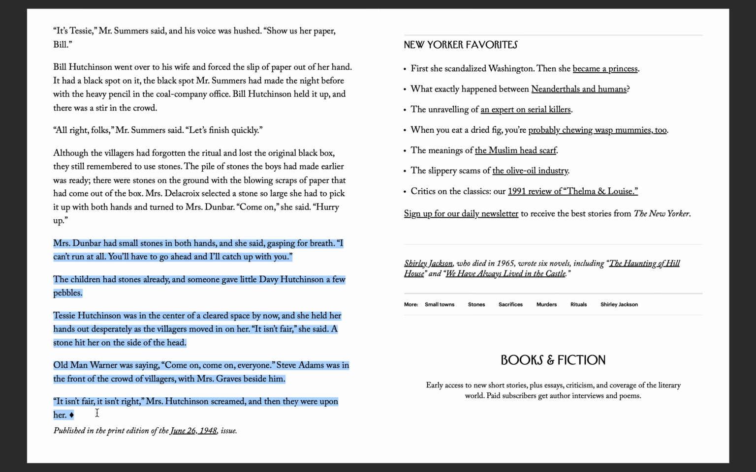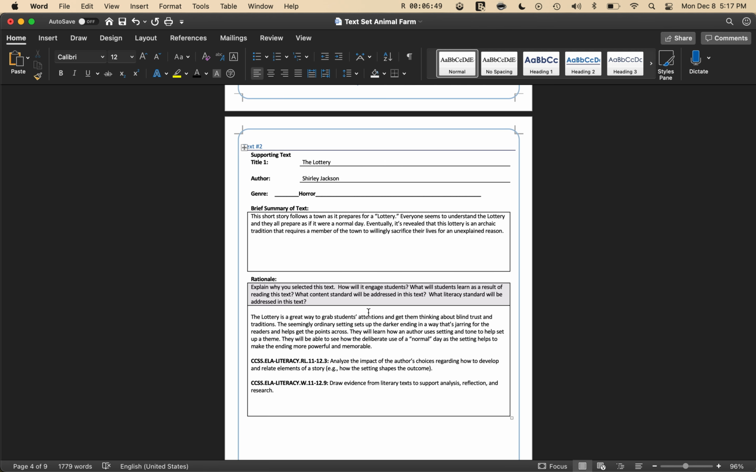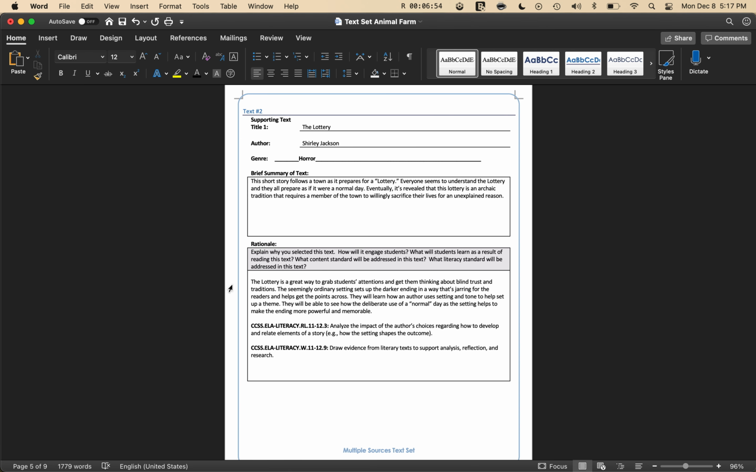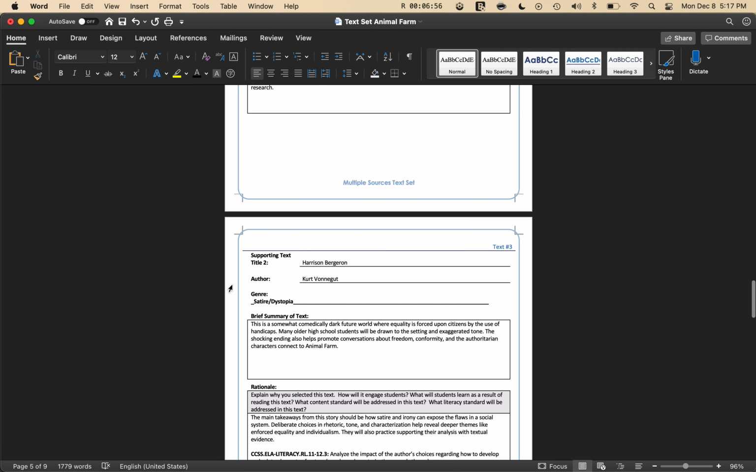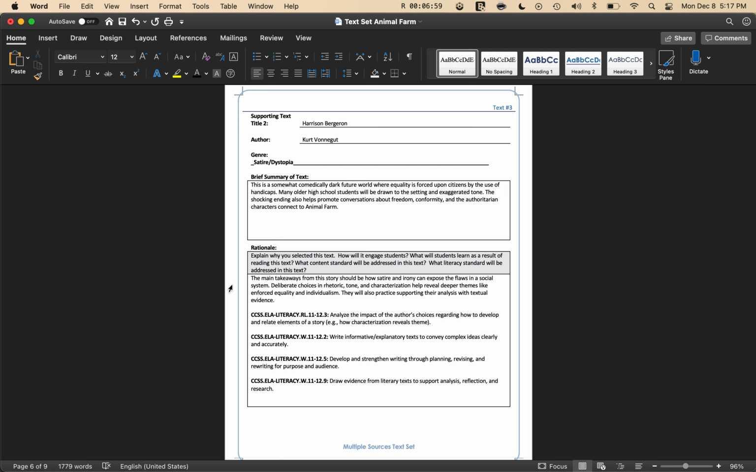Even her child, little Davy Hutchinson here, someone gave him a few pebbles, so it implies that he's about to throw stones at his mother, really not understanding how messed up that is. So from an outside perspective, we see this tradition as horrible, but if you're part of it, you could get wrapped up and accept something that obviously you should not accept. I thought that would be a great connection to Animal Farm and their issues on the farm, because a lot of the time people might say, why don't the animals protest this? I think that would be a good indicator of why they might not protest it.